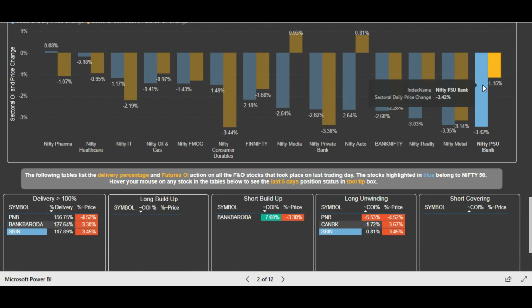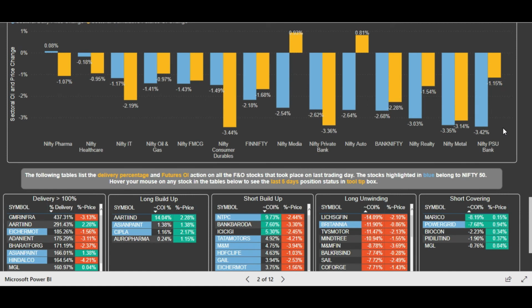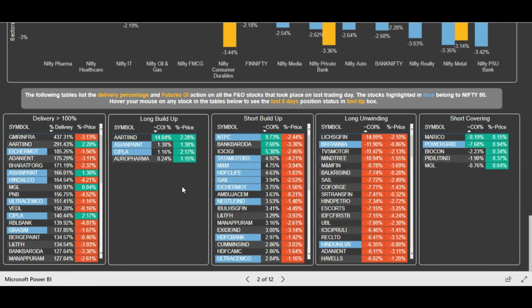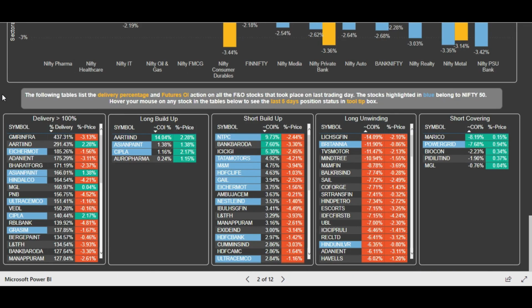Now if I again click on the bar, the filter will be removed and all the stocks will appear again on the table. So you can see that all the stocks are again back in the table. Likewise, you can click on any bar and filter the stocks for that particular sector to drill down the numbers. So friends, before we end this video, I want to demonstrate one very important feature which we have recently added, that is the tooltip on these particular tables.